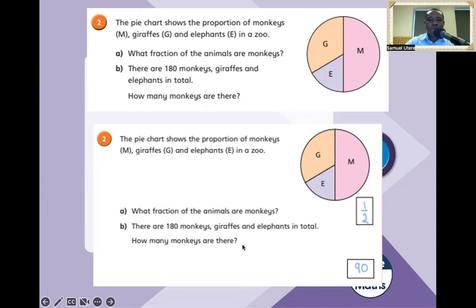So you just work out half of that, okay? So there are 180 monkeys, giraffes, and elephants in total. So you just do half of the whole, which is half of 180, which is 90.